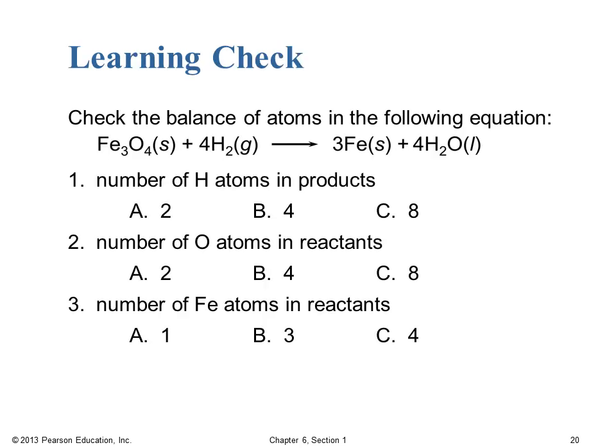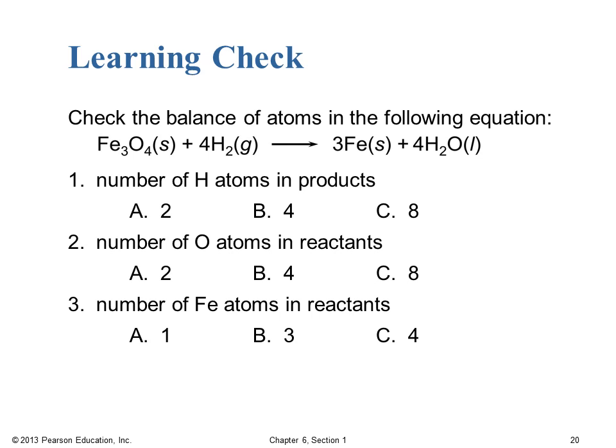Here it's asking us to check the balance of atoms in the following equations. So number 1 asks how many hydrogen atoms in the product. So we only have 1 source of hydrogen in the products, and that's from H2O. That 4 gets distributed to the H and the O, so it's 4 times 2, which is 8 hydrogens in the products. Number 2 asks for the number of oxygen atoms in the reactants.